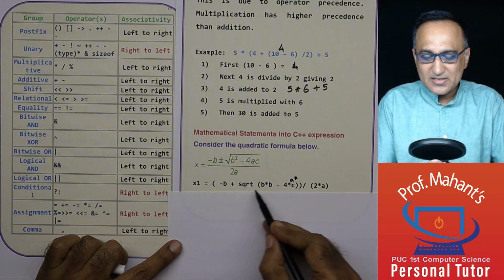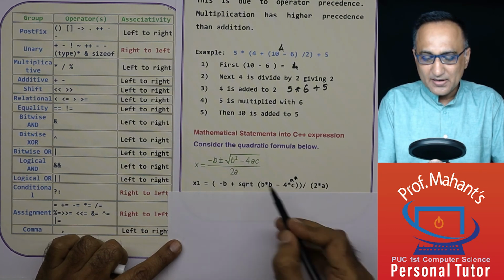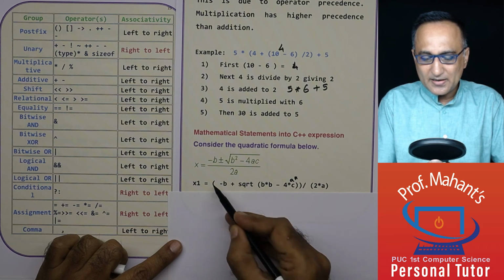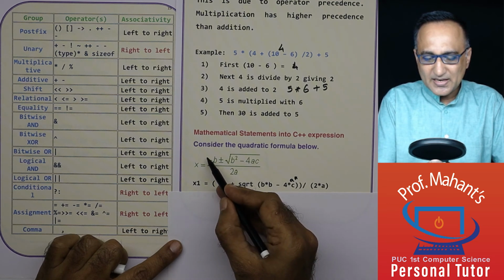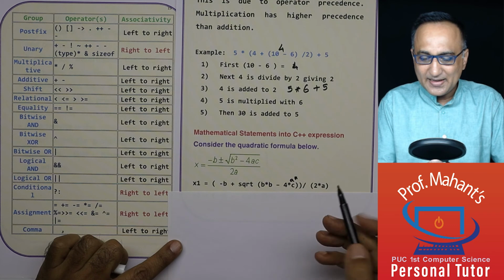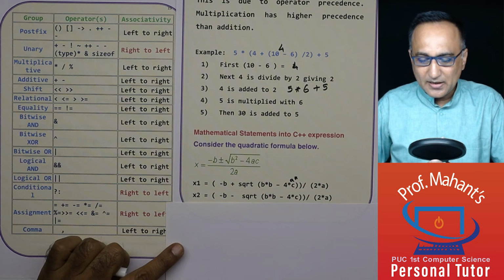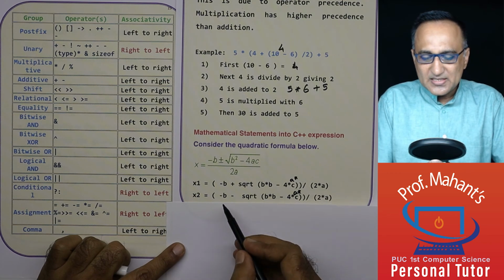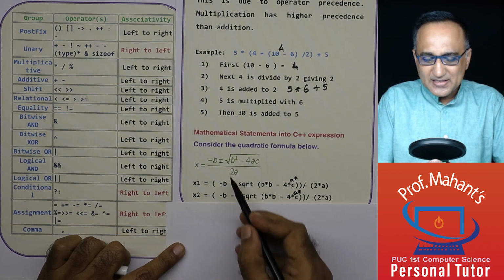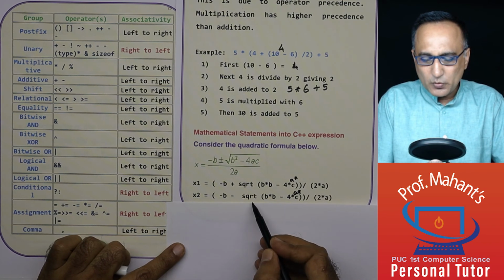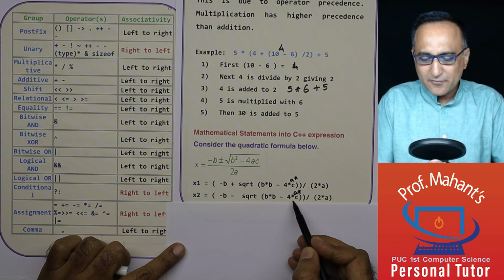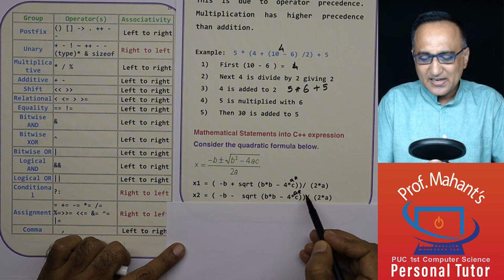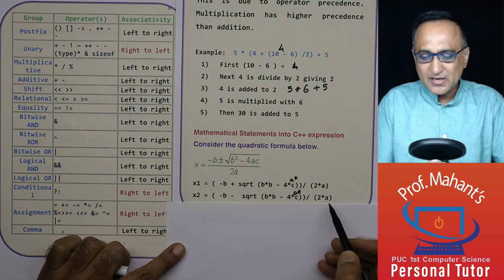So just be aware, this entire thing comes in bracket. This is the square root bracket. This is for this entire thing to come in bracket, so that the entire result is divided by 2 star a. Same here, silly mistake. This again is minus b as it is. Instead of plus I have minus square root of b into b minus 4 star a star c. The entire thing divided by 2 star a.